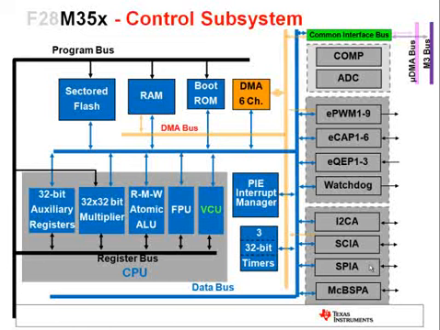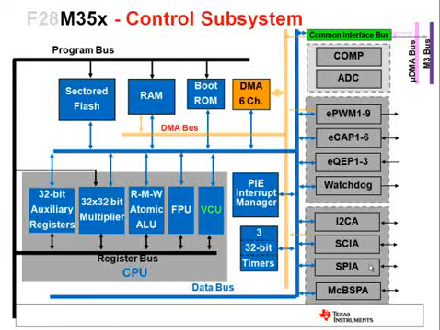The Viterbi CRC and Complex Arithmetic Unit, or VCU, enhances the digital signal processing capability of the C28X CPU core. By adding additional hardware processing for Viterbi encode and decode, cyclic redundancy checking, and complex math operations, the VCU can increase processing speed by up to 7 times in math-intensive applications, especially power line communication.